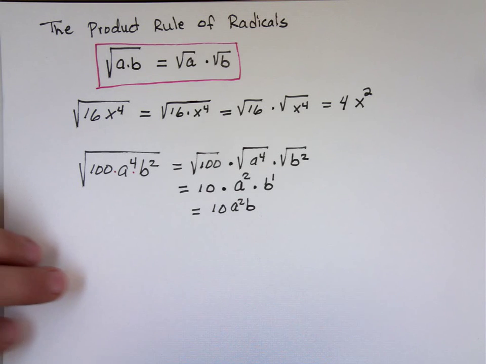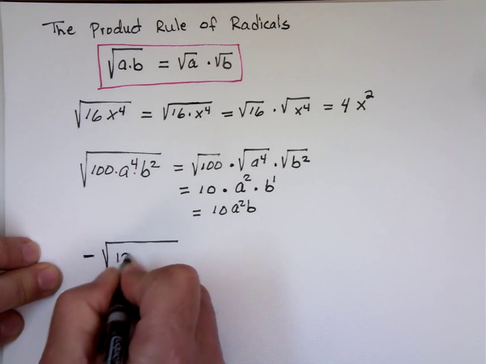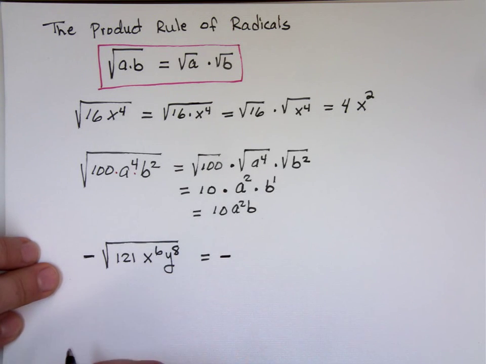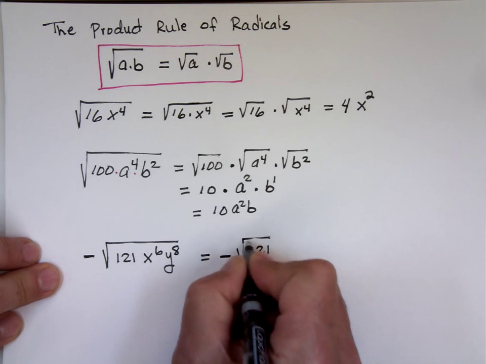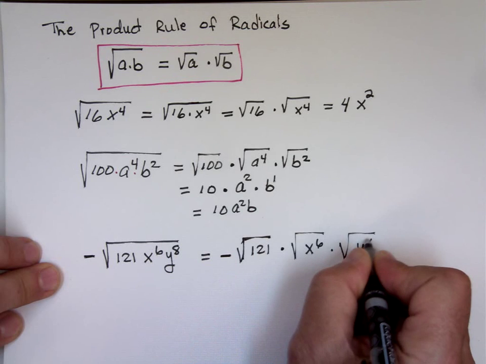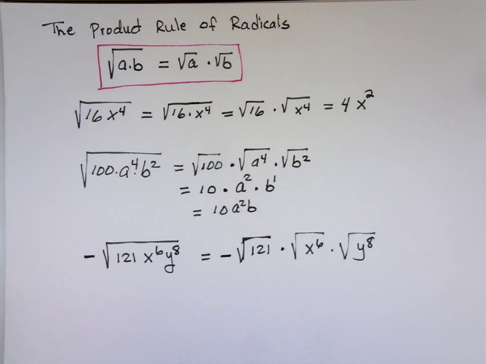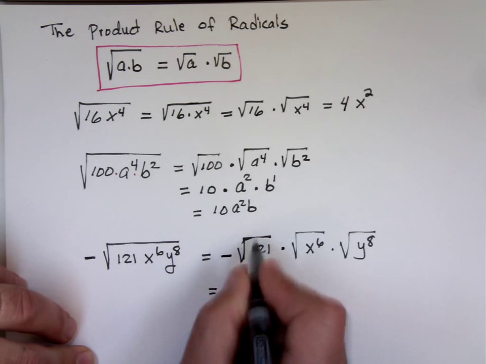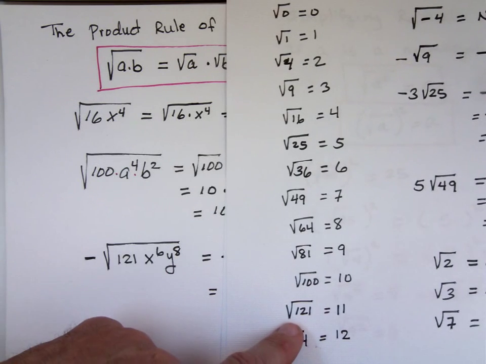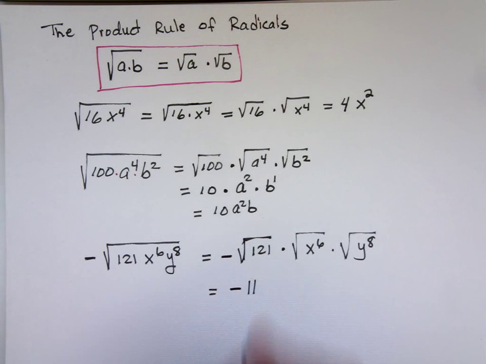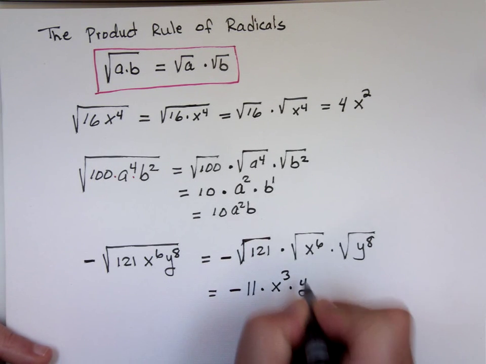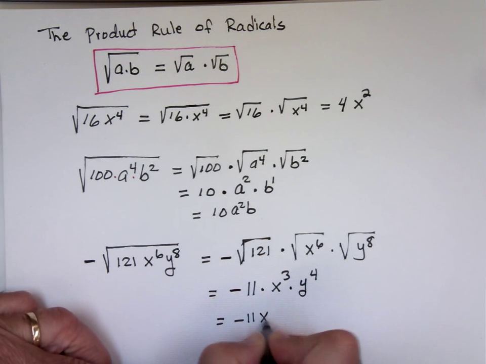We'll try another one. There's a minus, the square root of 121 x to the 6 y to the 8th. Here's the minus in the front. That's a multiplication. I should be able to break it down. The square root of 121 times the square root of x to the 6 times the square root of y to the 8th. This is minus the square root of 121 from the chart. That's 11. When I say the chart, that's these numbers. The 121, the square root of that is 11. The square root of x to the 6, divide 6 by 2, that's x cubed. The square root of y to the 8th, divide the 8 by 2, that's 4. So my answer is negative 11 x to the 3rd, y to the 4th.